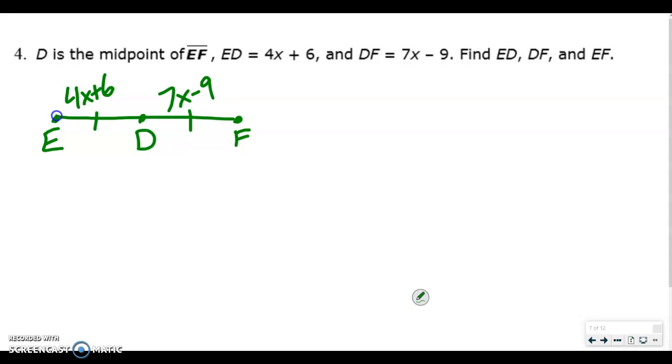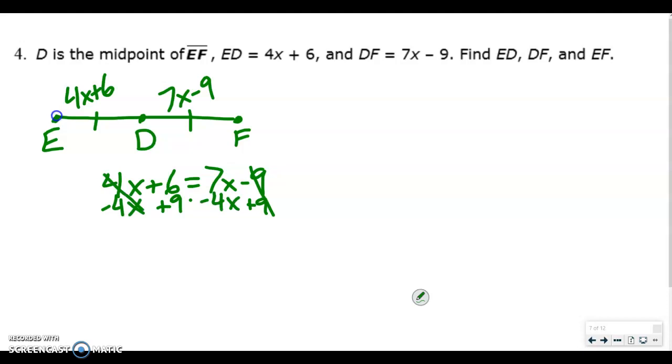So first we need to solve for x. So we'll say 4x plus 6 equals 7x minus 9. We know those are two congruent segments. So they're equal to one another. We'll add 9 on both sides. Subtract 4x on both sides. Trying to get x by itself, combining our like terms. So 15 equals 3x. Divide by 3 on both sides. And x equals 5.